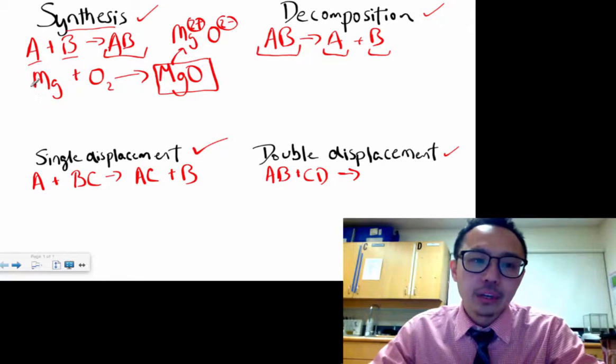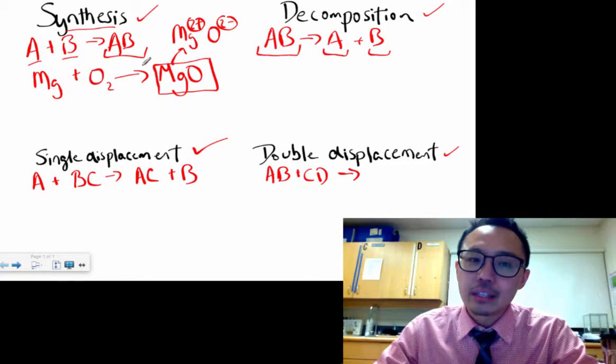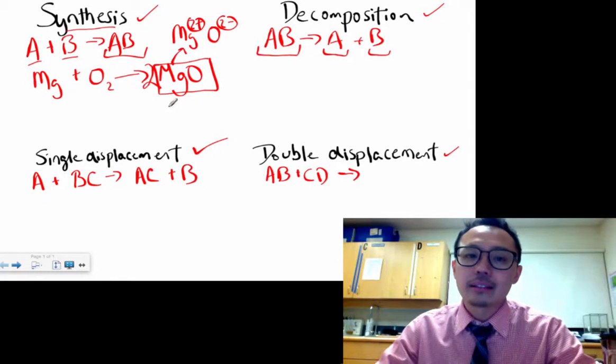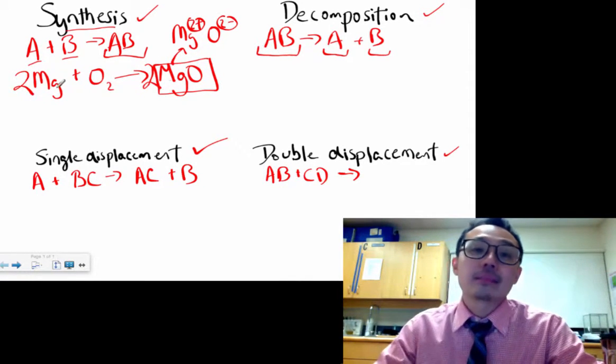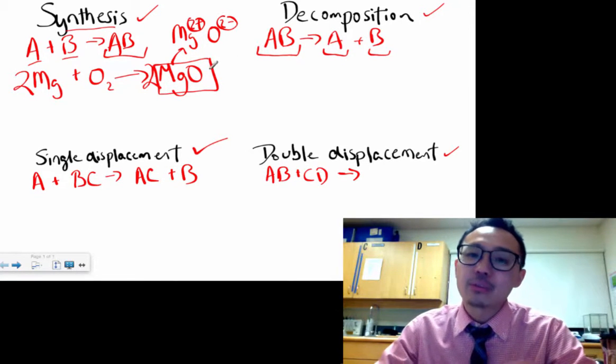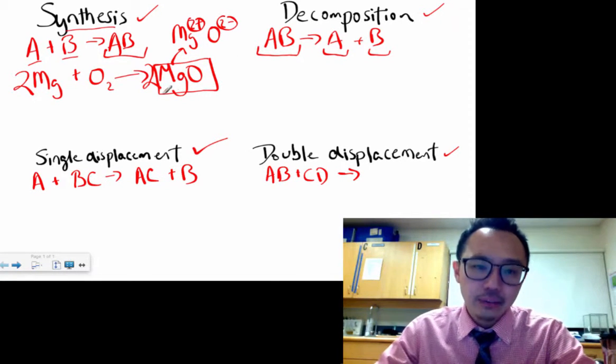Is the reaction, however, balanced? Well, let's check. You have 1 Mg, 1 Mg, 2 oxygen, 1 oxygen. So you need to put a 2 in front here to balance that. But since you put a 2 here, you need to put a 2 here to balance the magnesium. So that's a synthesis reaction. Don't forget to balance your reaction after.